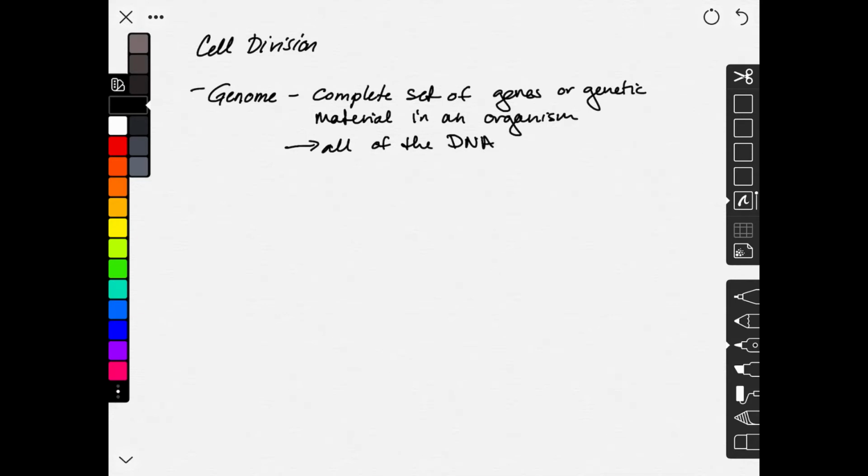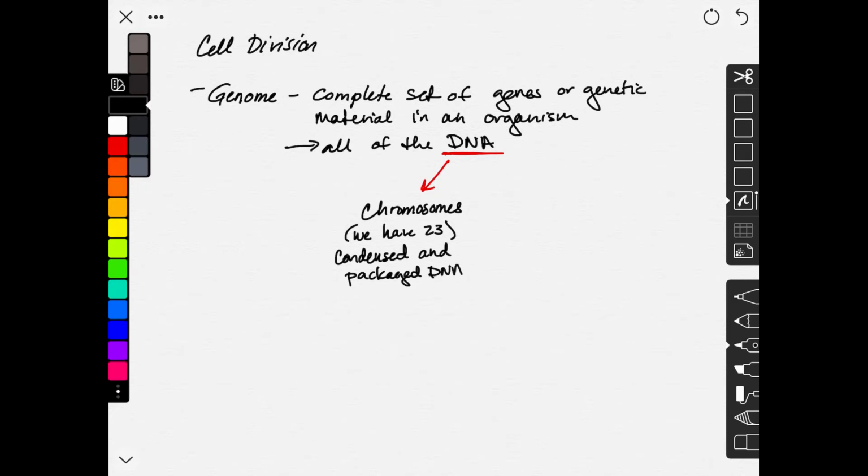But we can actually divide DNA into sort of smaller chunks, all right? One of those chunks is going to be chromosomes. Some animals don't have that many chromosomes that make up their DNA, but you have 23 chromosomes. The chromosomes are condensed and packaged DNA. So if we looked at all 23 chromosomes together, that would make up your genome.